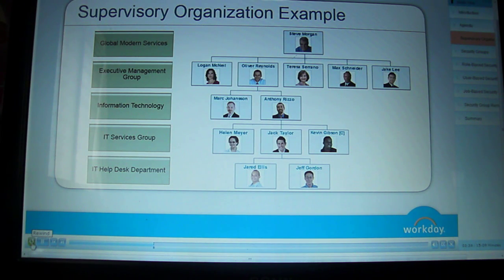Additionally, the manager of a supervisory organization is never a member of that supervisory organization. They will always be a member of the organization superior to the one they manage. For example, Oliver manages the Information Technology Organization. Notice that he does not belong to that organization. Rather, he belongs to the Executive Management Supervisory Organization.